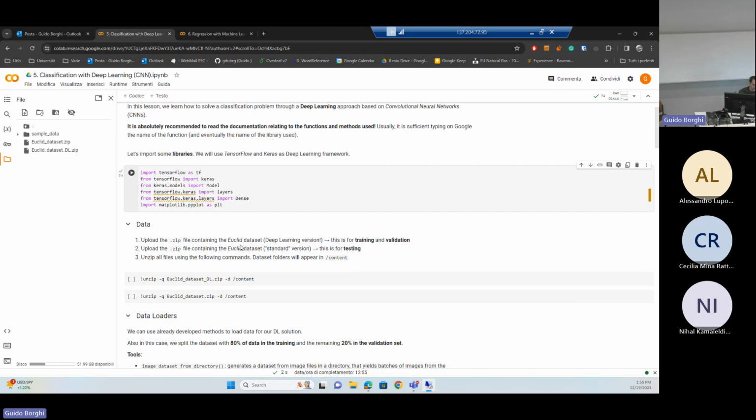I repeat another time, with convolutional neural network, we need a lot of training data. So I created a special version of the Euclid dataset. So please upload the zip files of the Euclid datasets and then unzip each file on our virtual machine, running these two. And if we upload, you can see that we have two different folders. The structure inside the folders is the same. So we have 4 folders with the classes rectangle, rhombus, square, and triangle.